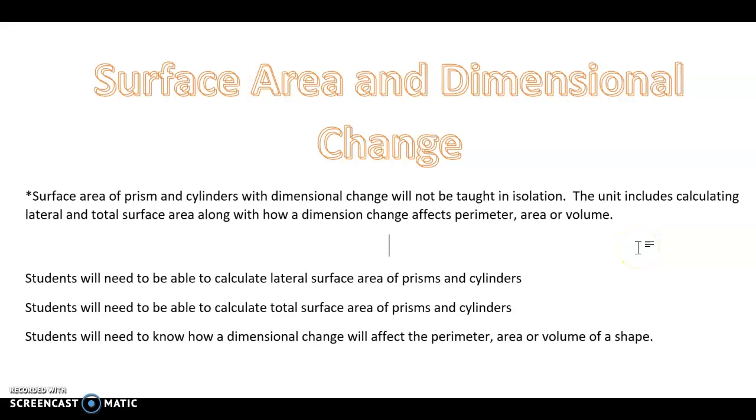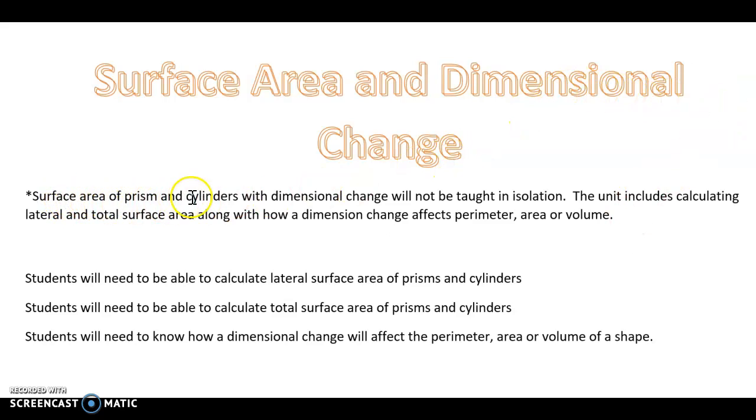Surface area and dimensional change. In the lesson before this, you were asked to find surface area of a net. And now what we're going to do is find surface area of three-dimensional figures, not using nets, but a formula. And we're going to revisit dimensional change.